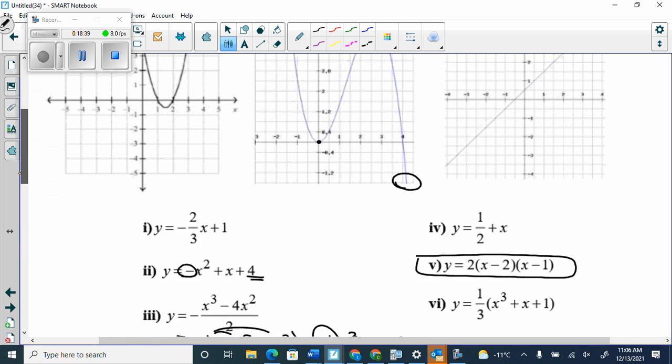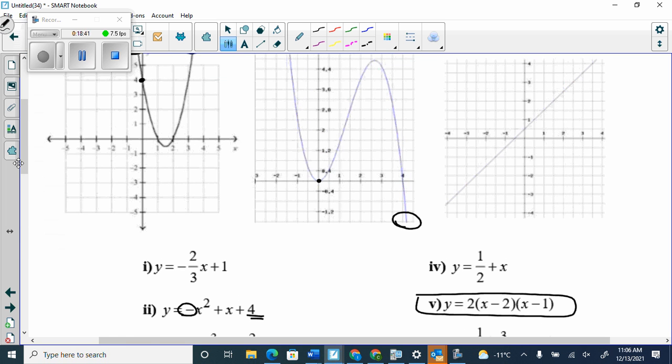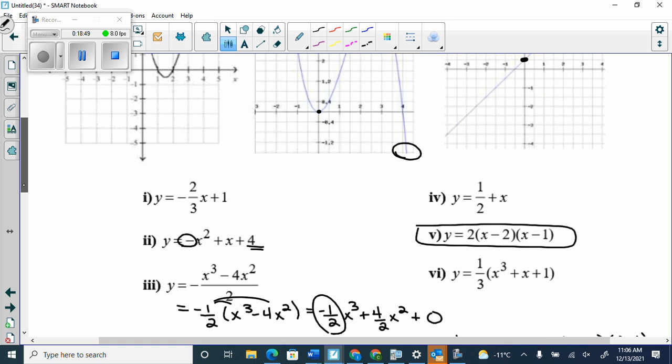And then the last one is linear. It has a y-intercept of 0.5 and a positive leading coefficient. This is out of order. If I write it in order, it's x plus 1/2 or 0.5, correct? So there's a y-intercept of 0.5 and a positive leading coefficient. So it's going to be 4.